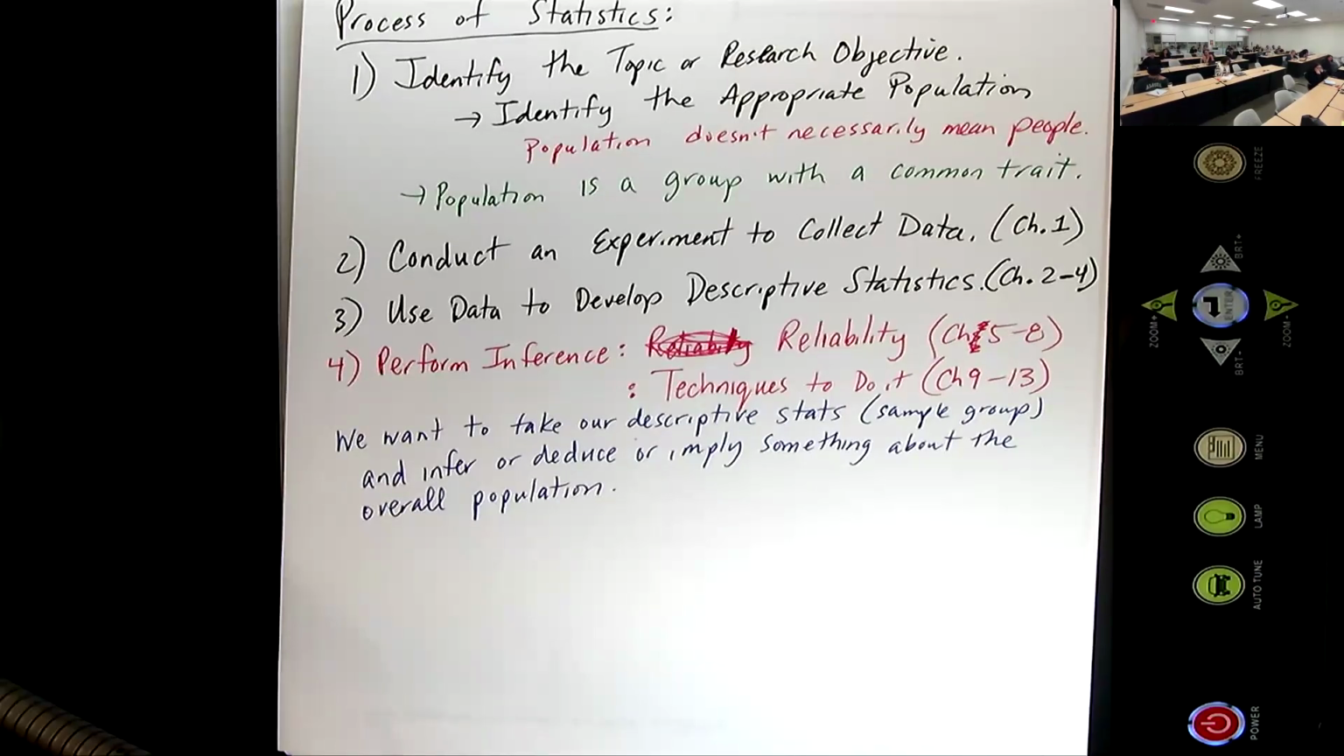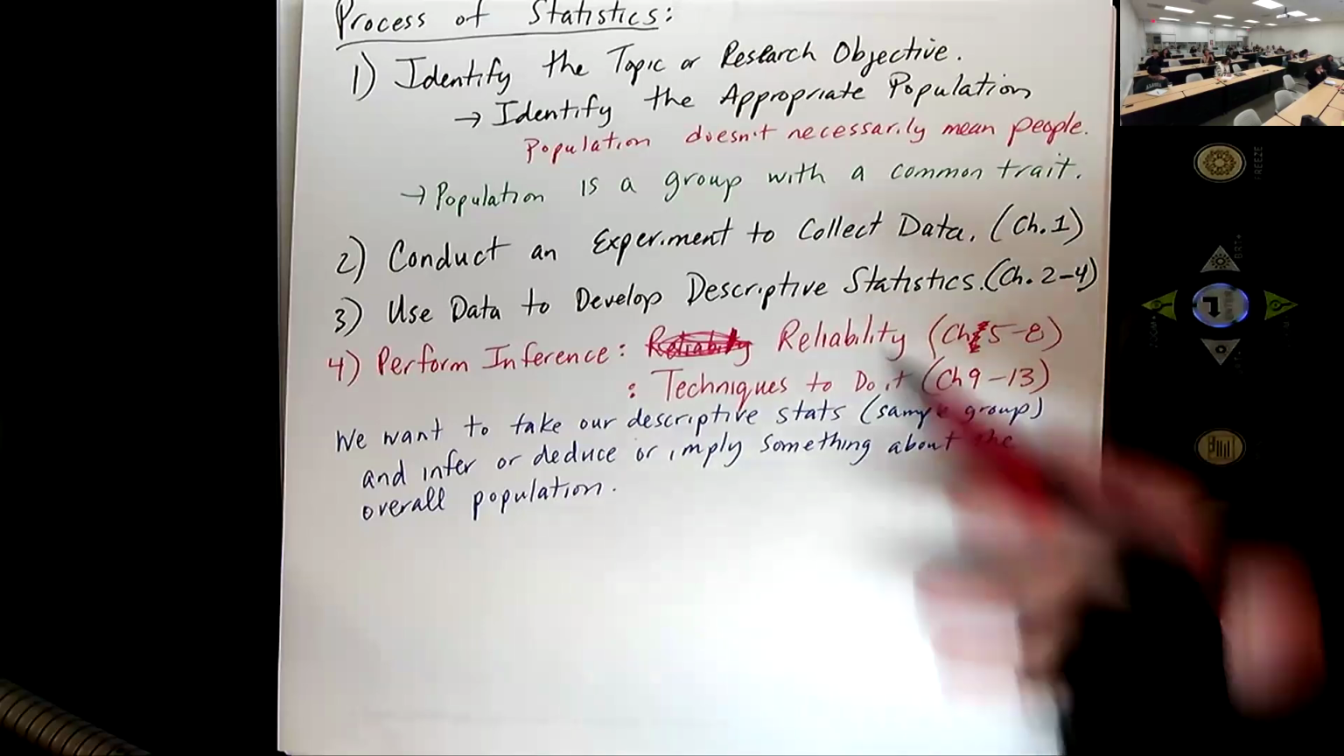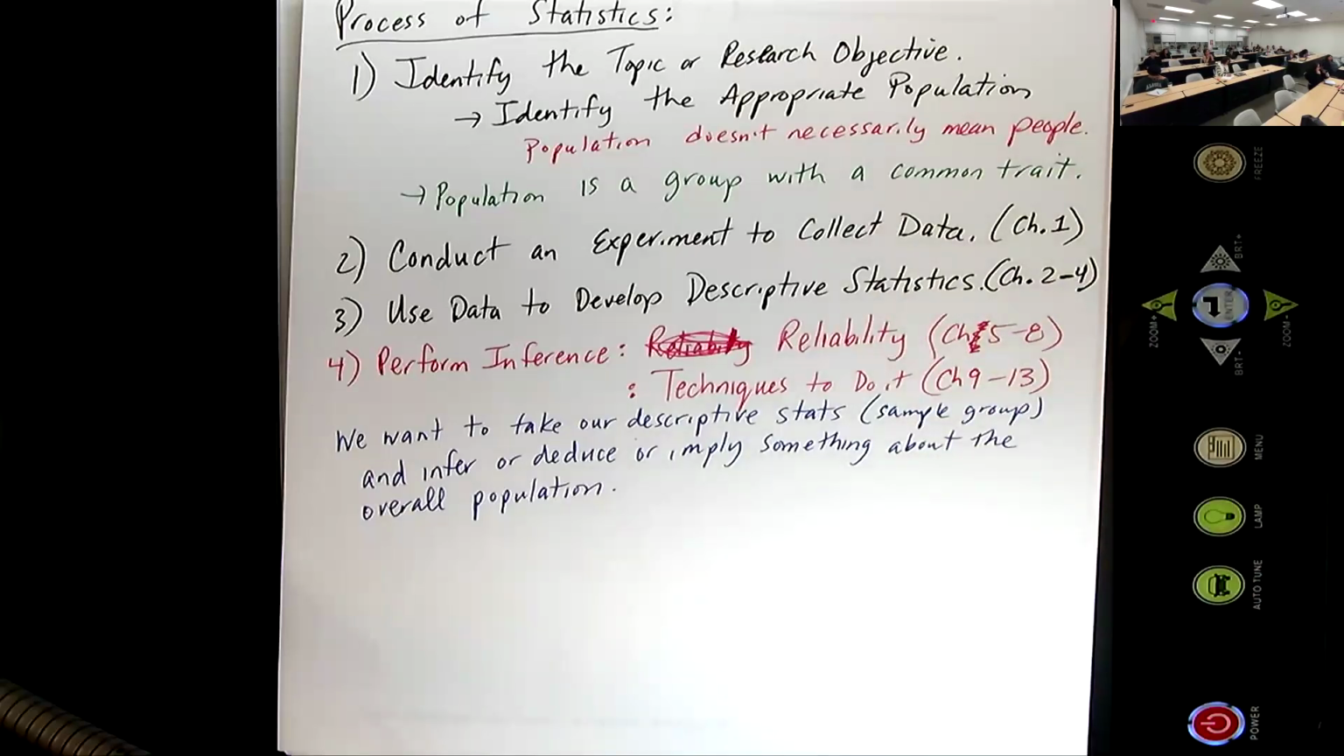It's not always reliable. So that's why we're gonna discuss reliability and techniques of how to get it, which techniques to use that are best for specific scenarios based on what you're trying to look for, which is based on the number of groups you're looking at, things like that. That's the process of statistics.